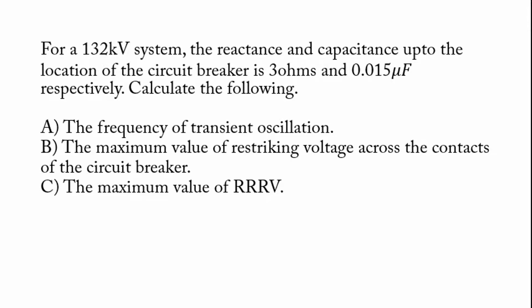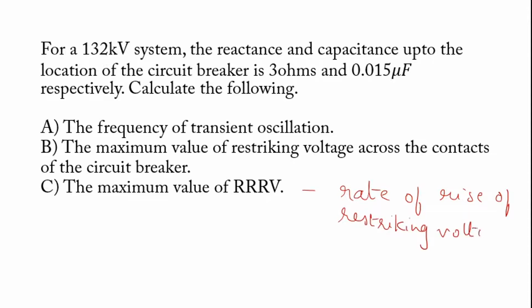So what are we supposed to find? The frequency of the transient oscillation, the maximum value of the restriking voltage across the circuit breaker contacts, and the maximum value of RRRV. RRRV is rate of rise of restriking voltage.